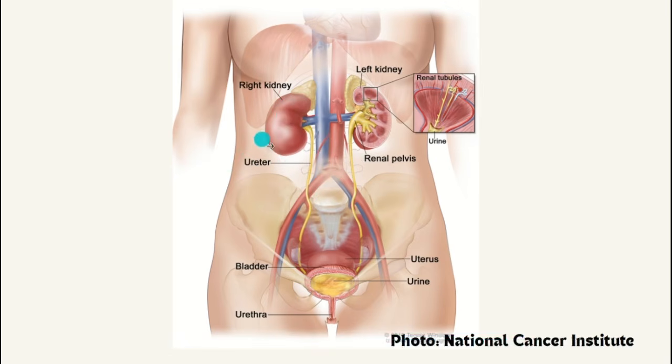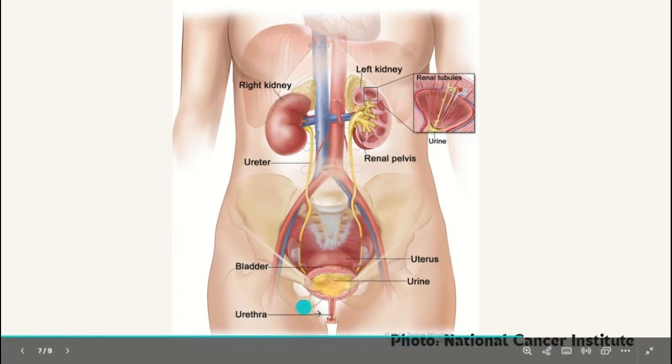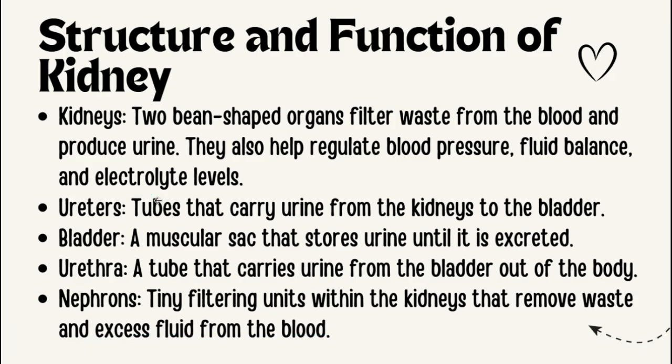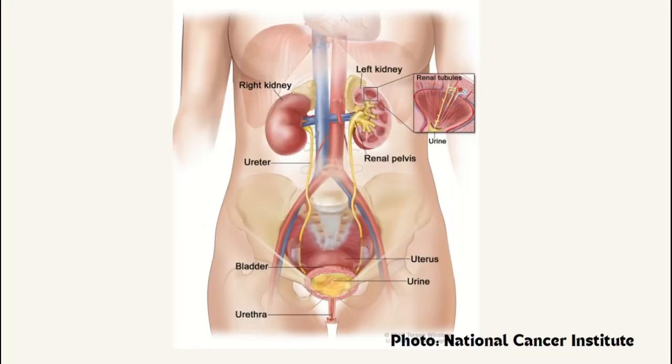So you've got the kidney, right? And inside we have the nephrons, which are the tiny urine-filtering units, and then the ureter would bring the urine from the kidney. So after the nephrons filter, the urine goes from the kidney to the bladder, right? And then the bladder would store the urine. When you decide that you want to urinate, it's going to pass out through the urethra, right? So that's basically the structure and the function of the kidney. It's actually very simple. Just look at the diagram and basically follow the diagram.